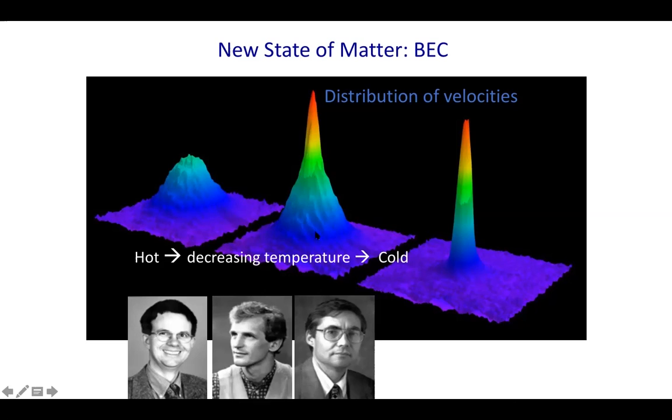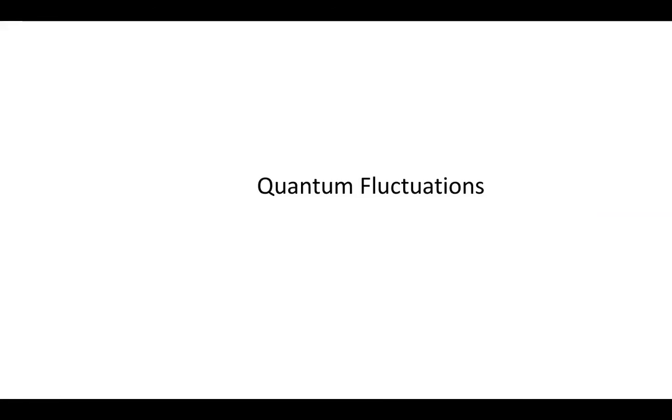And this is the system being cooled. And this is the BEC we were talking about, with the momentum distribution peaking at k equal to 0. At this point, there was no optical lattice. Okay, so this is Eric Cornell, Ketterle, and Wieman. These are the three people.